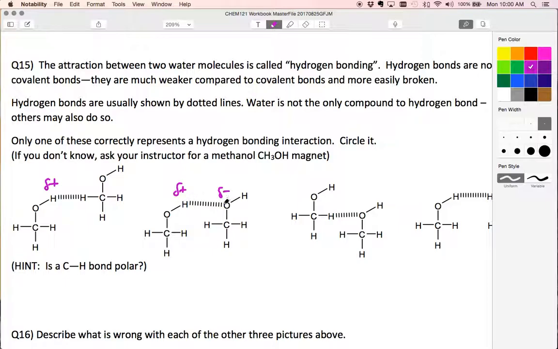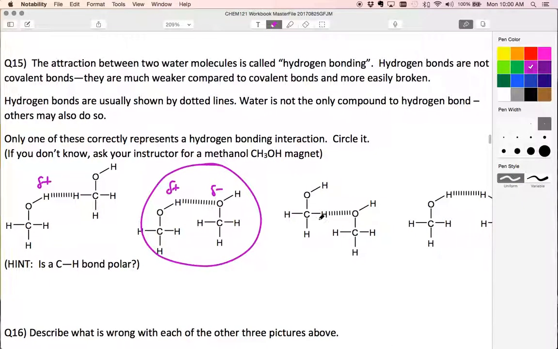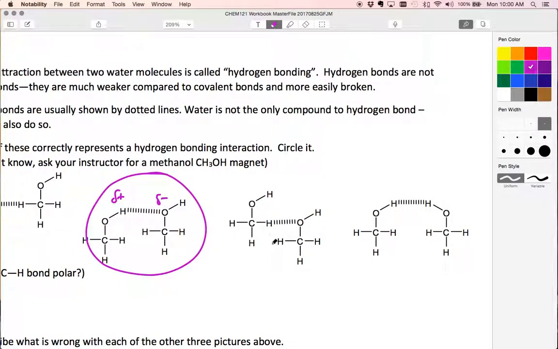That partial positive and partial negative are opposite and they attract each other. So I would say that is definitely a correct hydrogen bonding interaction. And then next, here, do you guys see what's wrong here? It's the same thing as what we had in the first case.